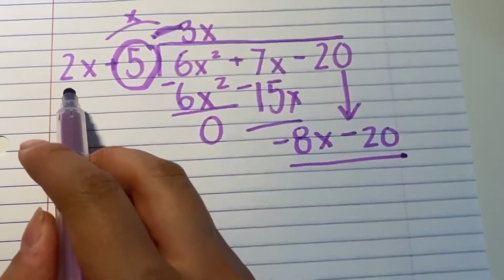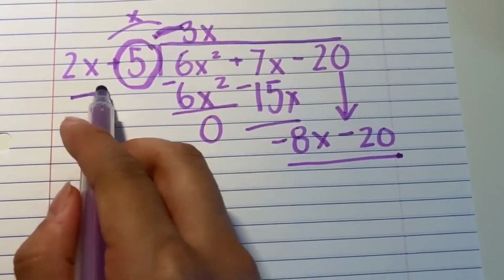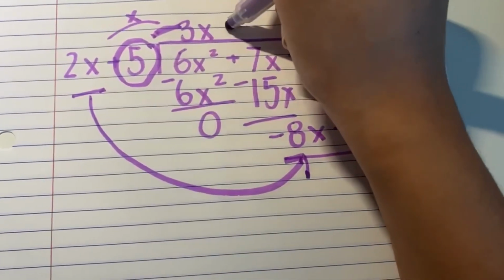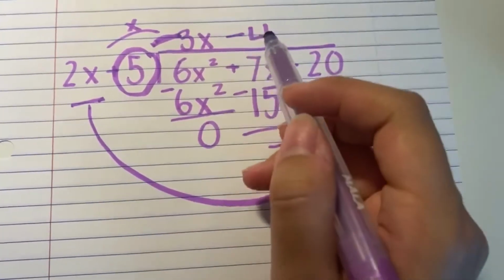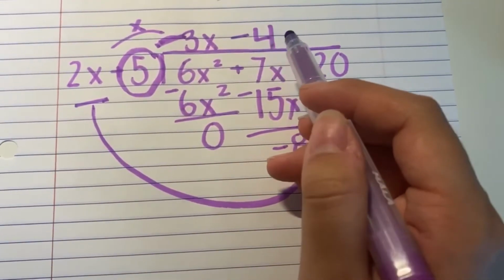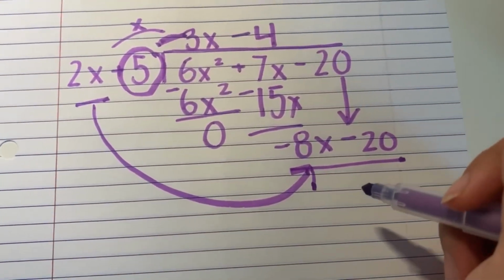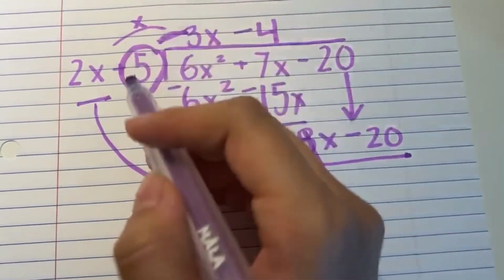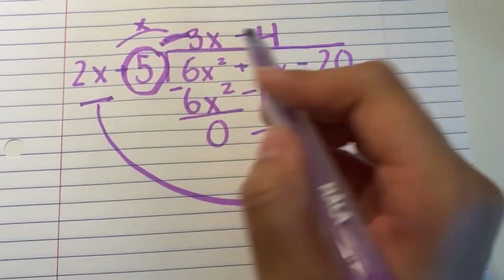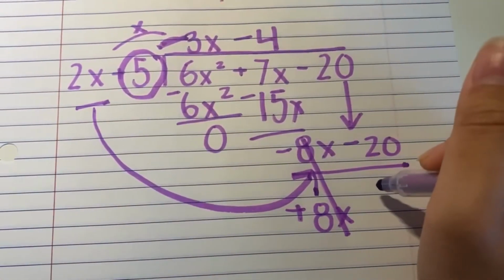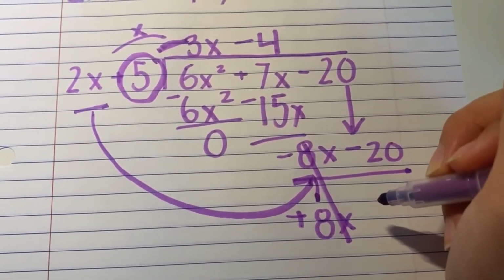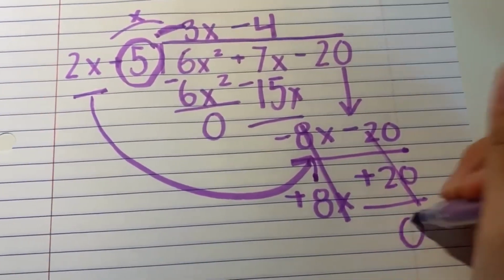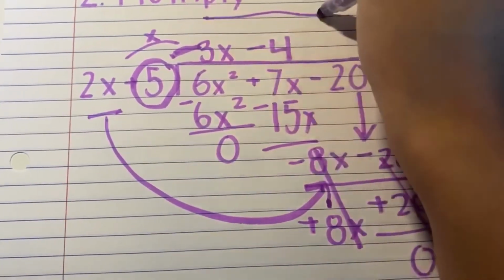We're going to refer back to the original equation, and we're going to take 2x and try to divide it into negative 8x, in which you're going to get minus 4. So the product of 2x and negative 4 is negative 8x, but we're going to want to take the inverse of that. So it's going to be negative 8x plus 8x, which cancels that out. And then we're going to take the 5 and the negative 4, which is negative 20, and then you're going to take the inverse of that. So negative 20 becomes positive 20, and that cancels out and leaves you with 0. So your answer would be 3x plus 4.